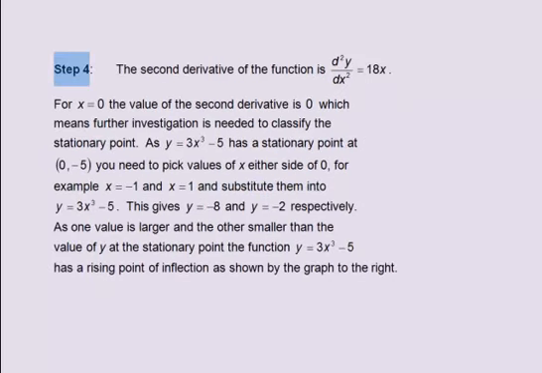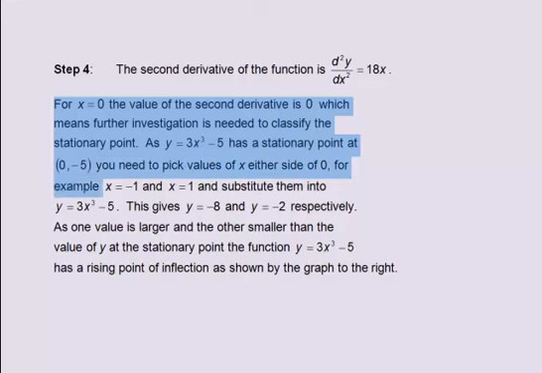Step 4. The second derivative of the function is d2y over dx squared equals 18x. For x equals 0, the value of the second derivative is 0, which means further investigation is needed to classify the stationary point. As y equals 3x cubed minus 5 has a stationary point at (0, -5), you need to pick values of x either side of 0, for example, x equals minus 1 and x equals 1, and substitute them into y equals 3x cubed minus 5.